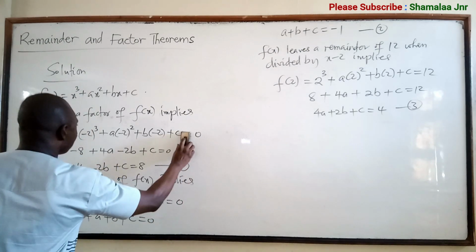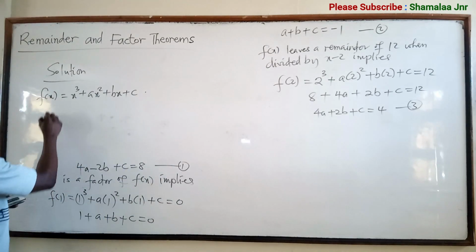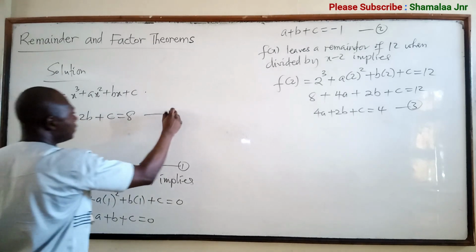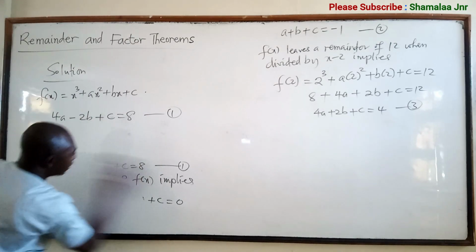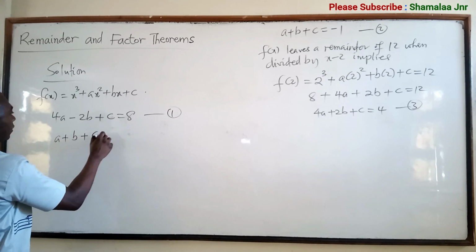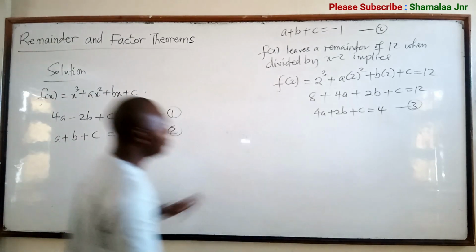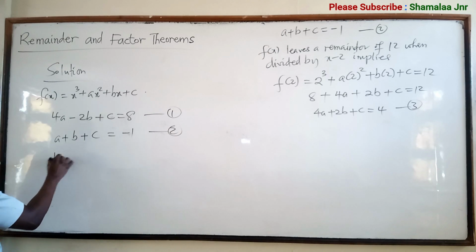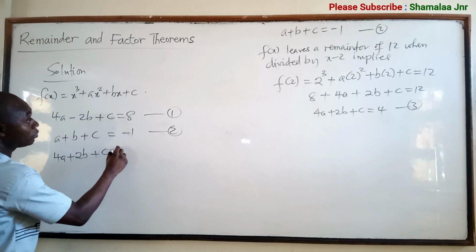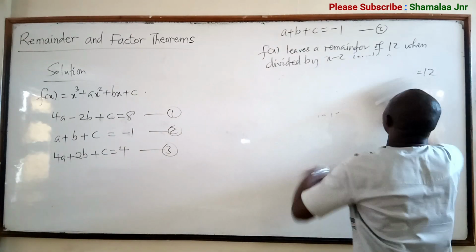Let me just clean this and write the most important equations. So we have 4a minus 2b plus c is equal to 8. This is equation number 1. And then we have a plus b plus c is equal to -1. Equation number 2. Let's write the equations and take our time to solve them simultaneously. 4a plus 2b plus c is equal to 4. Equation number 3. Okay, so let me just clean all this.